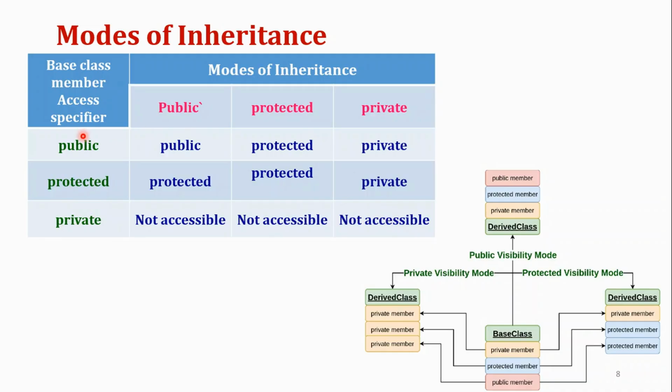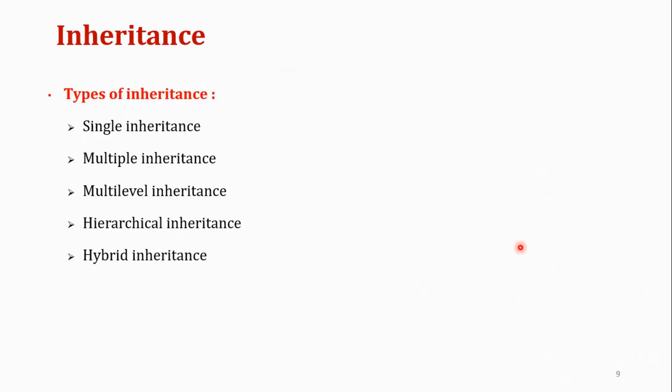Only public and protected can be inherited in the three modes. Okay, so let us discuss the types of inheritance. There are five major types of inheritance. The first one is single or simple inheritance, then multiple inheritance, multi-level inheritance, hierarchical inheritance, and hybrid inheritance. Let us see one by one what is what.